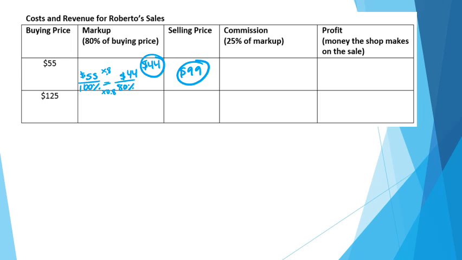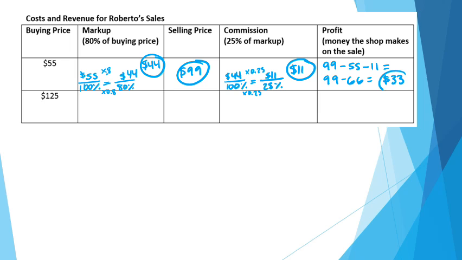My commission is 25% of my markup. So again, my markup was $44. It's 100% of the markup. The commission is 25% of that. So I'm going to multiply by 25/100, and I get $11. So an $11 commission. And so now I'm going to find my profit. So I sold it for $99, and I have to take out my buying price and my commission to see how much is left. So 99 minus 66 tells me that I have a final profit of $33.